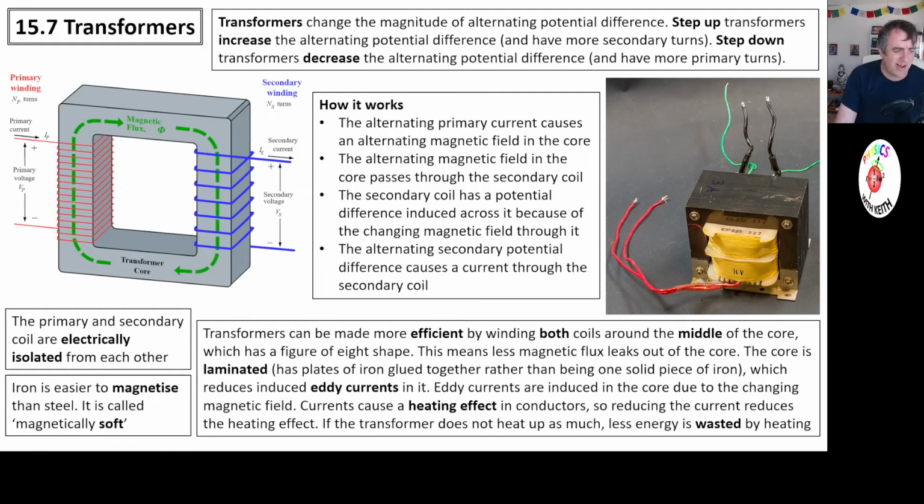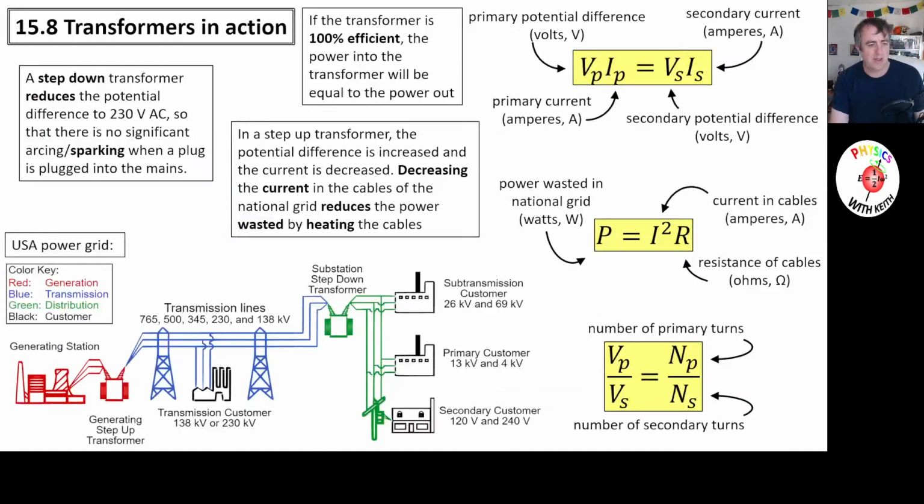So we're now going to move to the last lesson of the topic of transformers. Lesson 96 is using transformers. Transformers in action. So I said on the national grid, we step up the potential difference, the average potential difference, between the power station and the national grid, the cables.